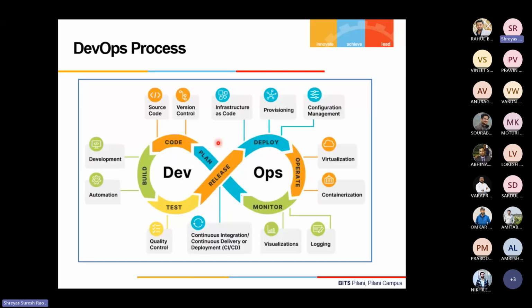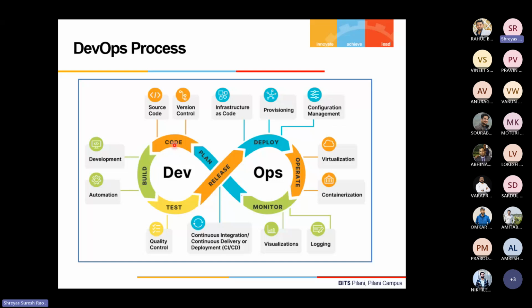So this is the overall DevOps lifecycle: plan, code, build, test, release, deploy, operate, monitor. This is a nice diagram. At every stage, we have multiple sets of tools which can aid in these activities. Typically, while we are doing planning, we may use certain tools like Jira for the planning phase.